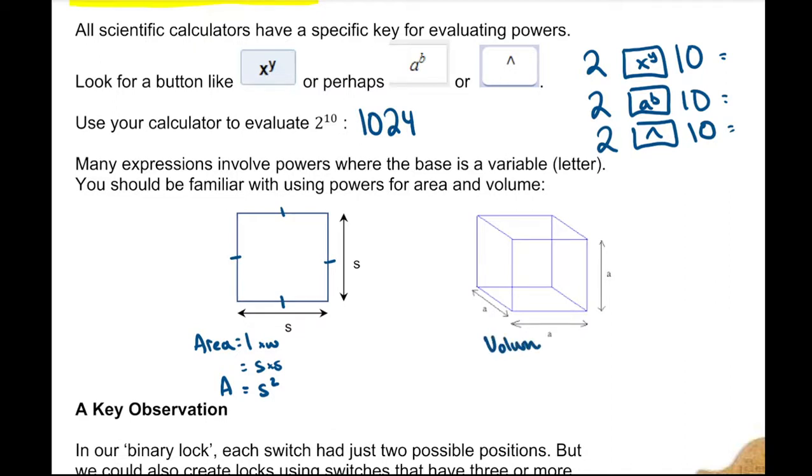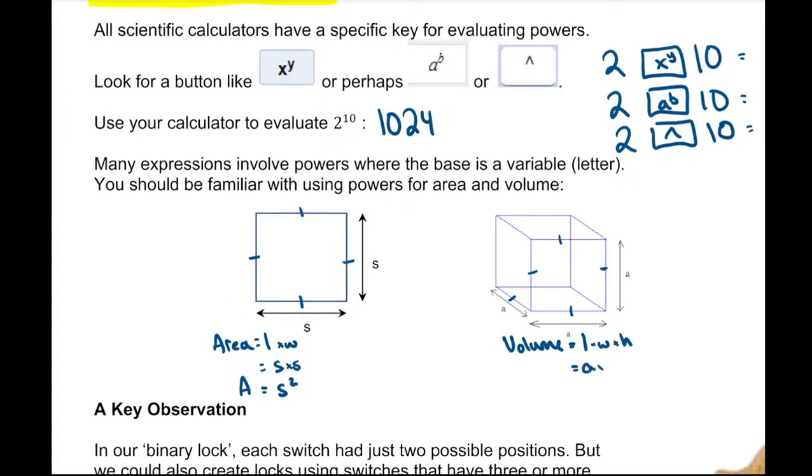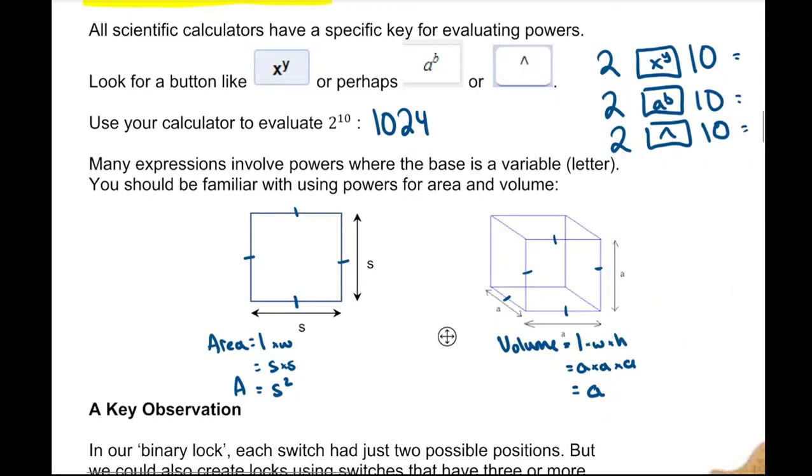Same with volume, especially for a cube, because again, for a cube, all sides are the same. So volume for a cube or any rectangular prism is length times width times height. They're all the same measurement, so I can do A times A times A. Or in this case, because I have 3 A's multiplied together, I can write A to the power of 3, just to simplify that.